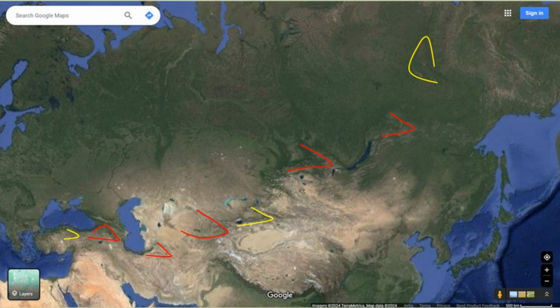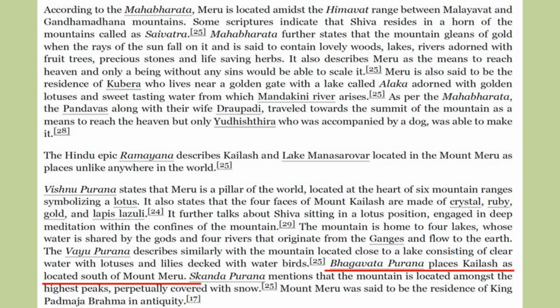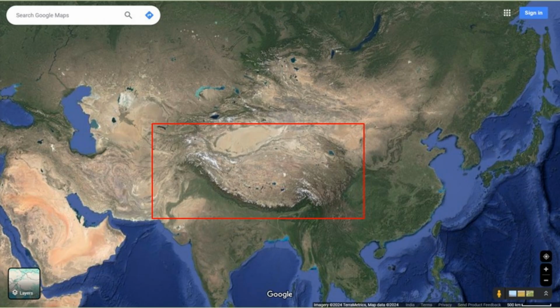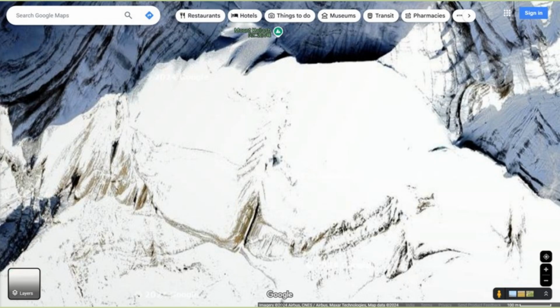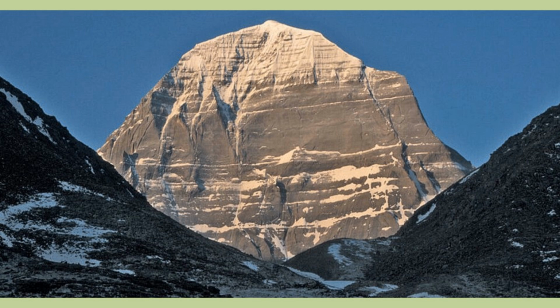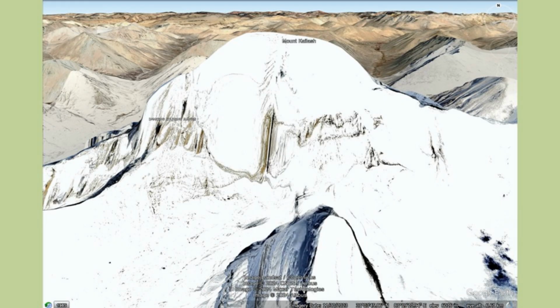According to the Bhagavata Purana as mentioned in Wikipedia, the Kailasha is situated south of Mount Meru. This indicates that the Kailasa is south of Kunlun mountain. If we zoom here, we will get Mount Kailash at this place. This is an image of Mount Kailash obtained from Google Maps. This is a photograph of Mount Kailash taken from Google. For a better view, use the Google Earth images as shown in this slide.